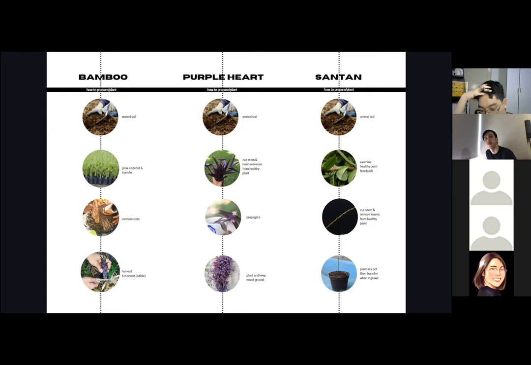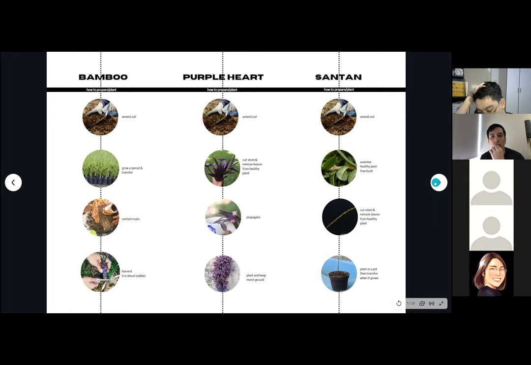They could be edible. For the purple heart and santan, they use the cutting technique, wherein you can cut any pest-free stem or branch, and then you take off the leaves. Put it in a glass of water and let it sit there until the roots grow with proper sunlight. And then you transfer it to the plot that you're gonna plant it in. So purple heart is really interesting as well because it's not only used for ground cover, it can also be an aerial plant. So meaning I can plant it over there and let the leaves of the purple heart just hang in there, it's fine. And then for the santan plant, it's supposed to be in a ground area.